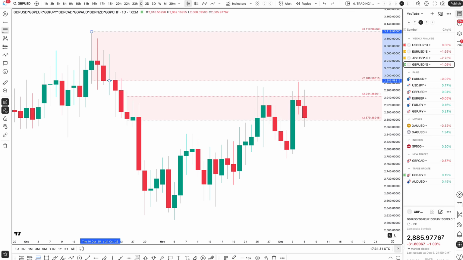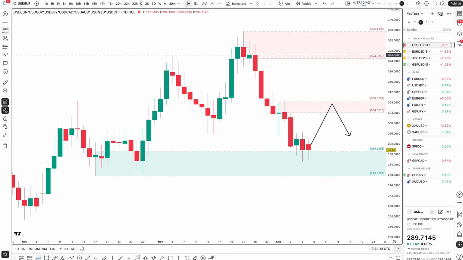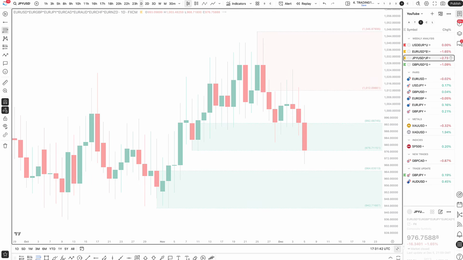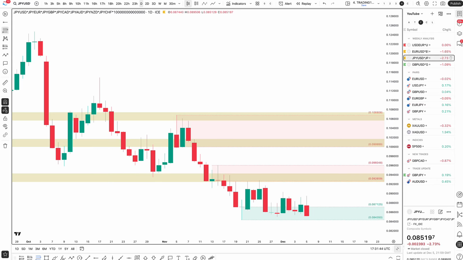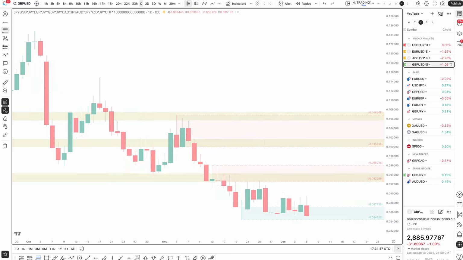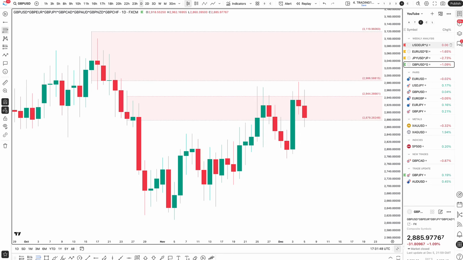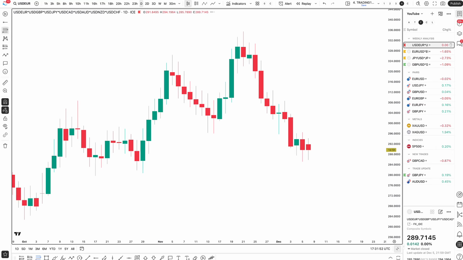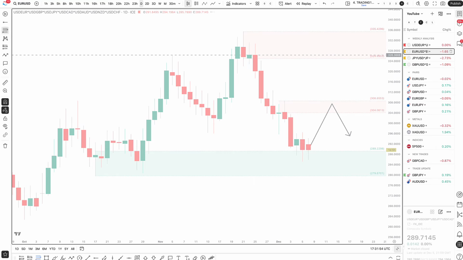So what does that mean for pairs? As a recap, for me, I'm going to be short on the dollar, long on the euro, long-ish on the yen, and more short on the pound. So when you're looking at pairs, it's easy to say, all right, if I'm long on the euro and short on the dollar, I should be long euro dollar. That's how you mix them up.